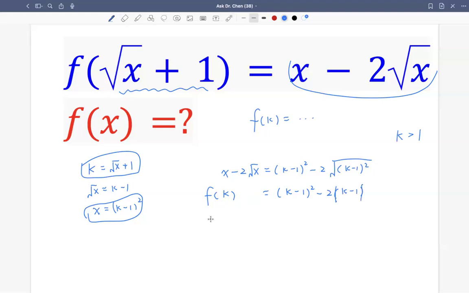So that's our function. We can then substitute k back into x. So we get f of x equals (x minus 1) squared minus 2 times the absolute value of (x minus 1). So that's our function.